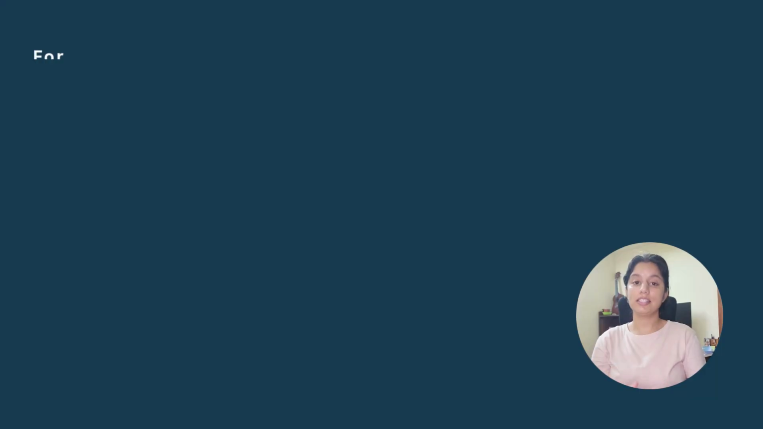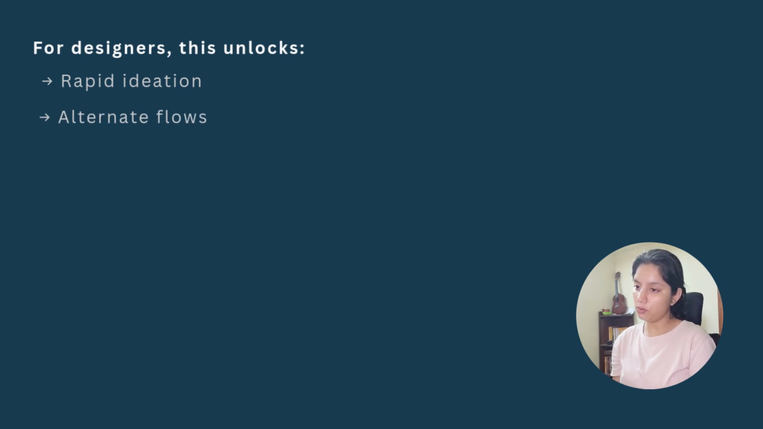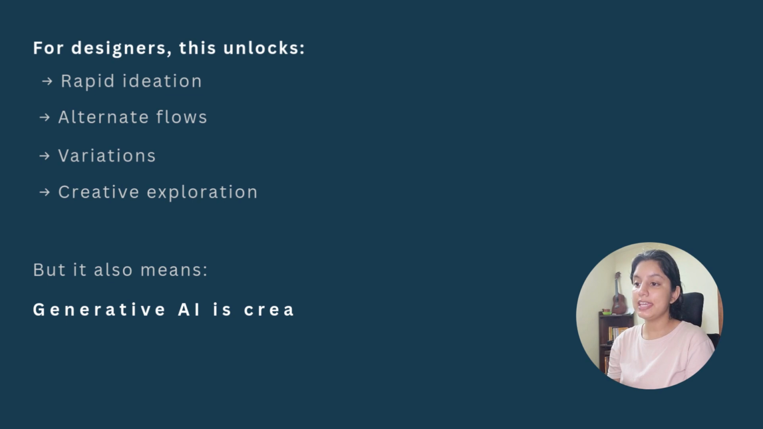For designers, this unlocks rapid ideation, iterating flows, variations, and creative exploration. But it also means that generative AI is creative, not accurate. You still need human judgment over the output that Gen AI gives. That's what OpenAI and DeepMind also emphasize.